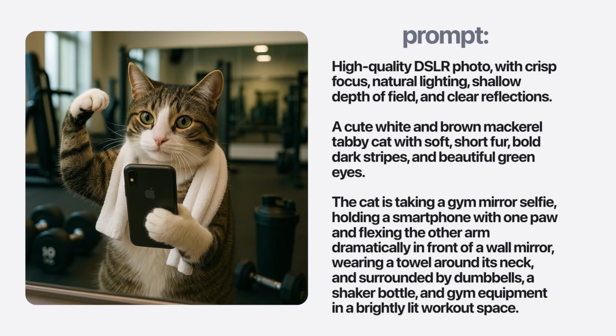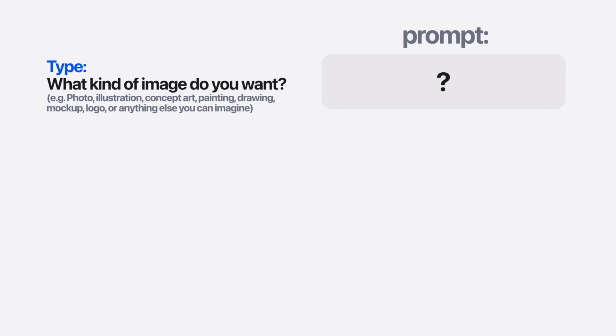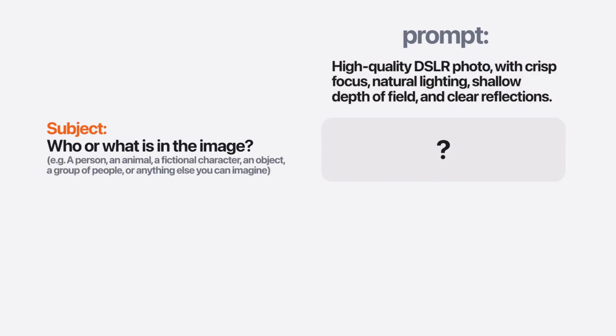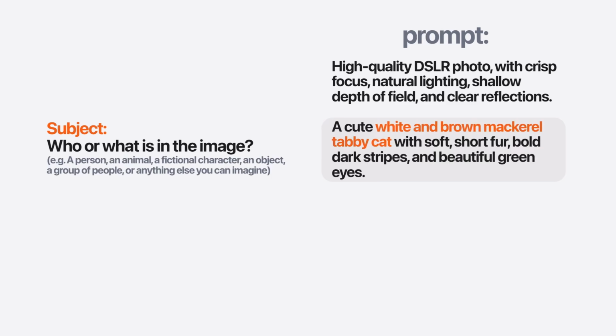So here's the image we get with the prompt on the right. Now let me break it down for you step by step. So the first thing you need is to tell ChatGPT the type. What kind of image do you want? So in this example, we are asking for a high quality DSLR photo. Next, you want to tell ChatGPT the subject, meaning who or what is in the image. And in this example, we are asking for a cute white and brown mackerel tabby cat with soft, short fur, bold dark stripes, and beautiful green eyes.